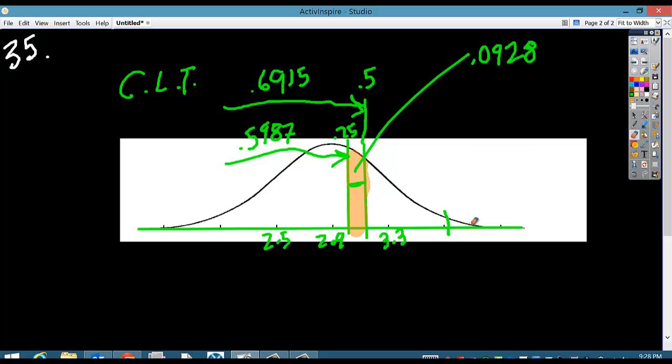Maybe it needs to be a little closer to the center. Hold on. There we go. So let's say this is 5%. Let's say that's 5%. We want to know, if this is 5%, basically, what is this value?